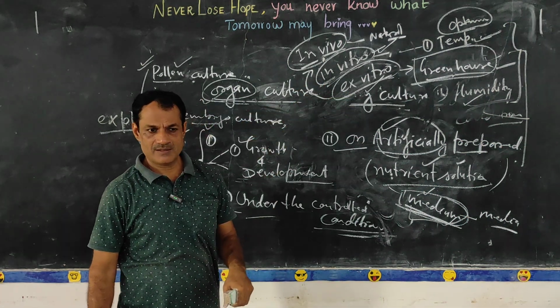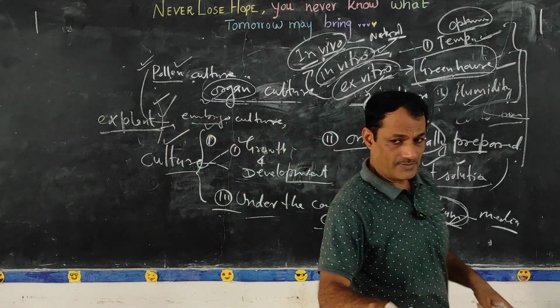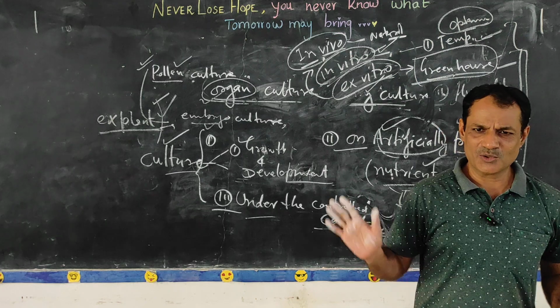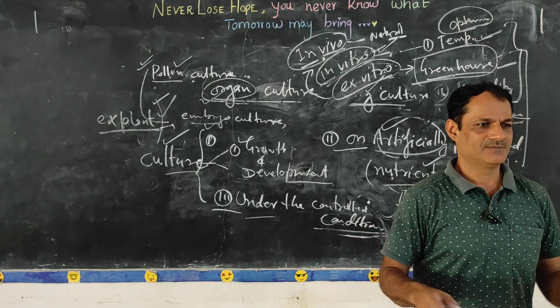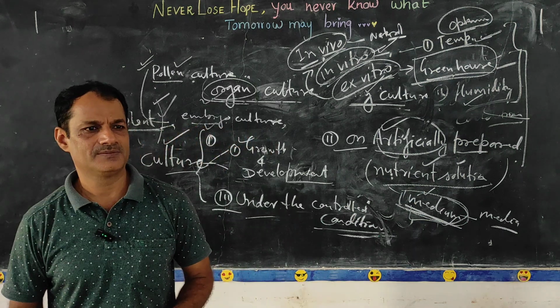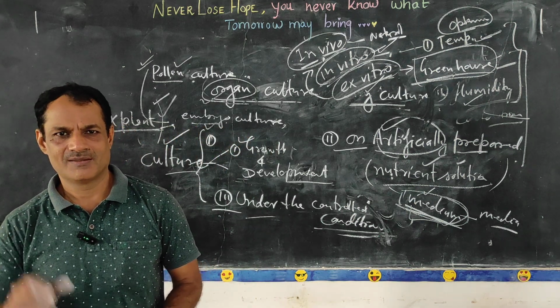So this is a very basic thing, in the simplest way, about what is plant cell and tissue culture. Any question, any doubt, most welcome. Anything which you feel can help, any doubt? Finish it.